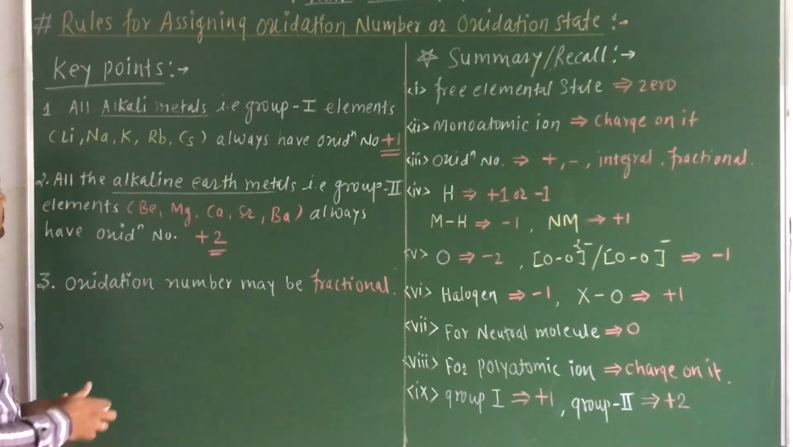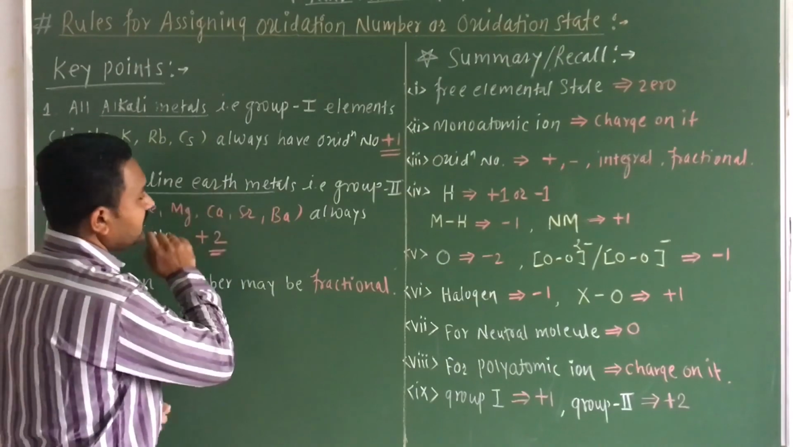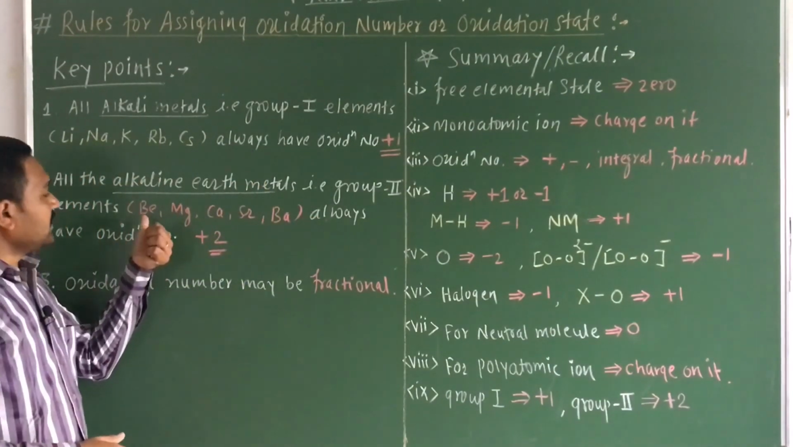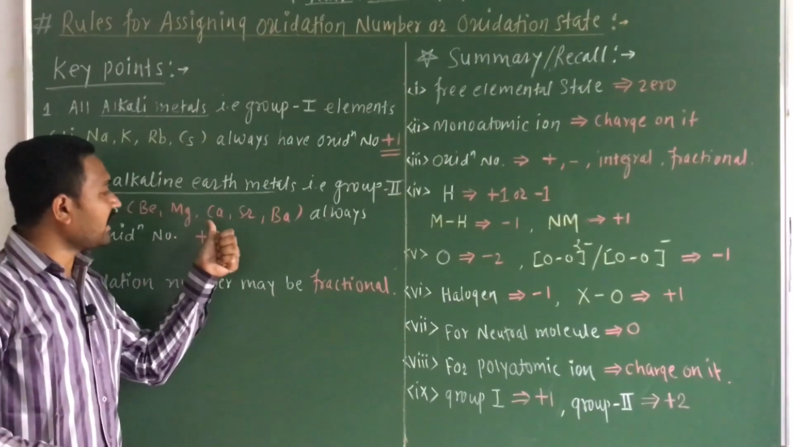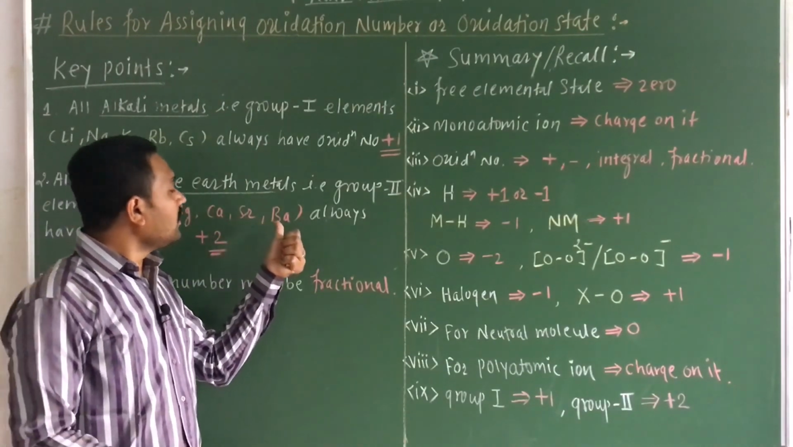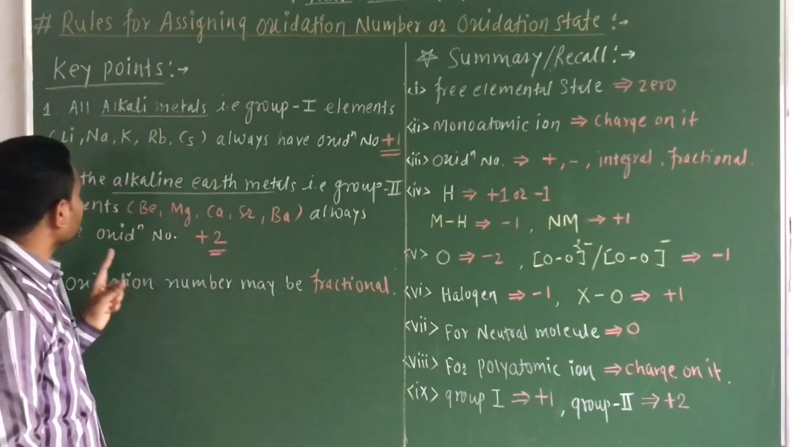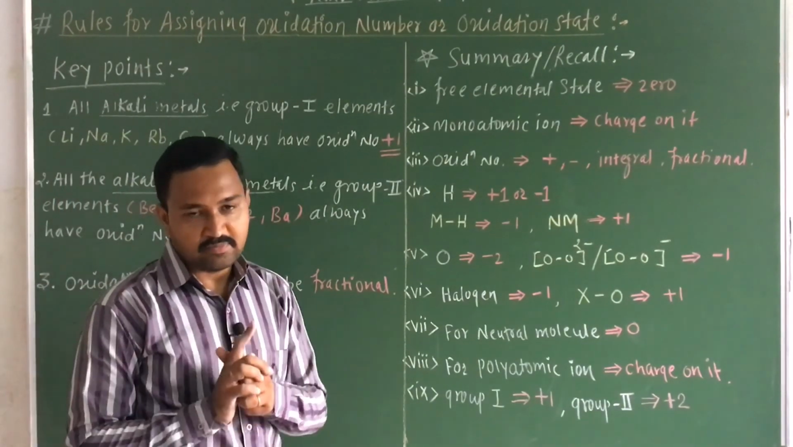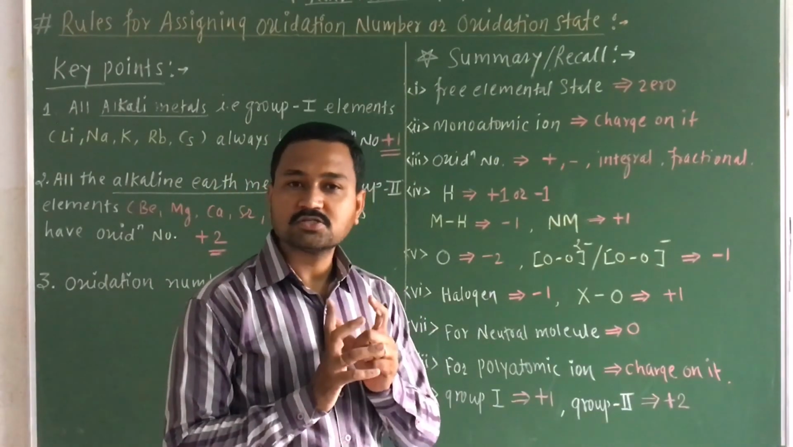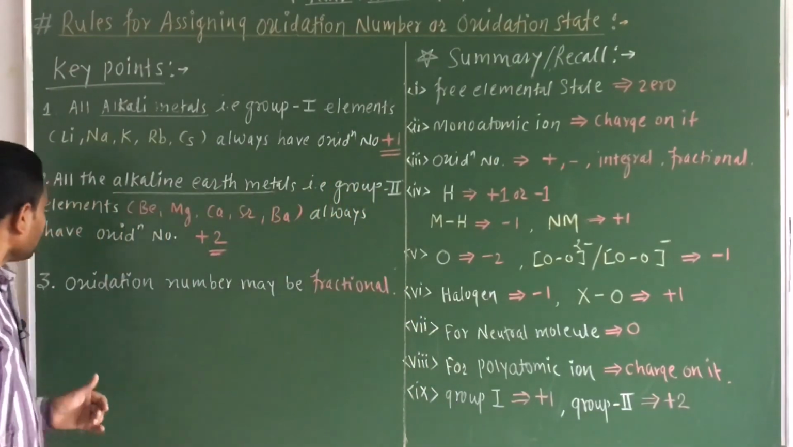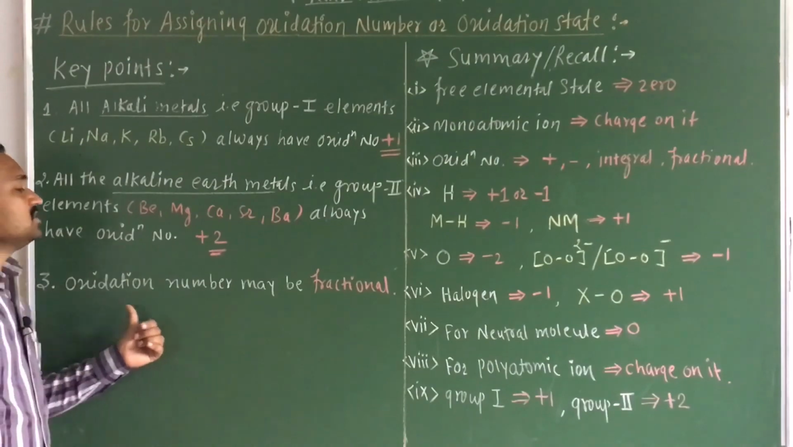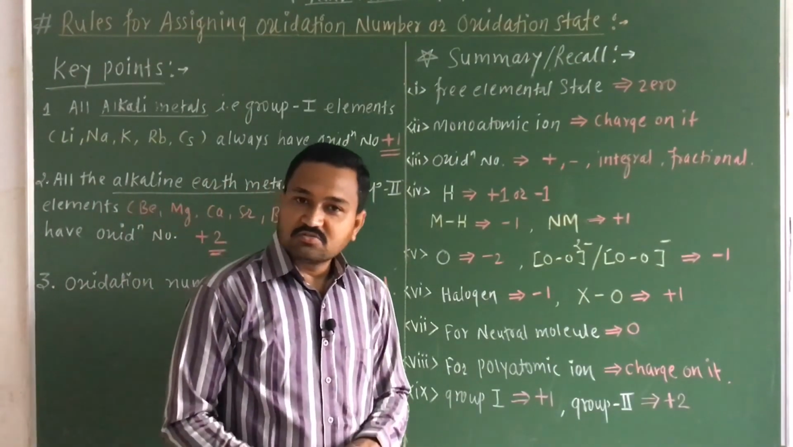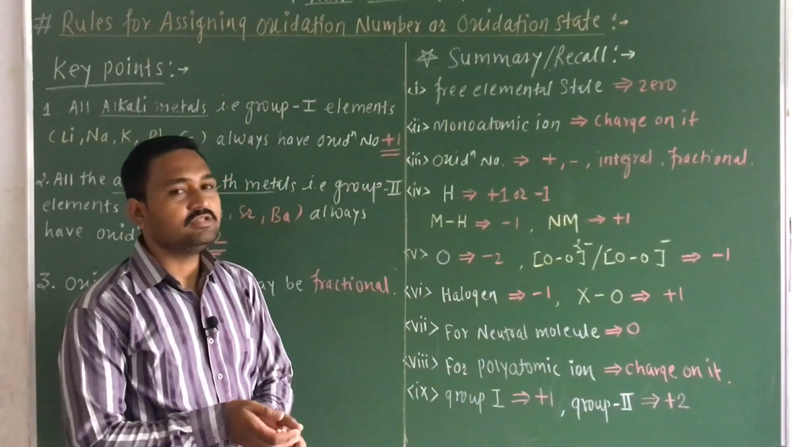Now the second point: all alkaline earth metals, that is your group second elements. Now which are those elements? Beryllium, magnesium, calcium, strontium and barium always show the oxidation number +2. In short, your group second elements have the oxidation number +2. Again remember point number 3: oxidation number may be fractional, which we have studied in rule 1.